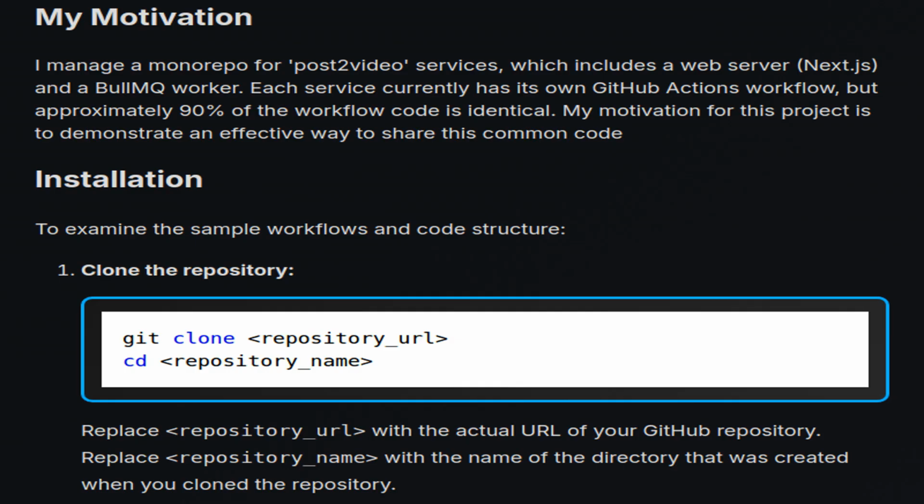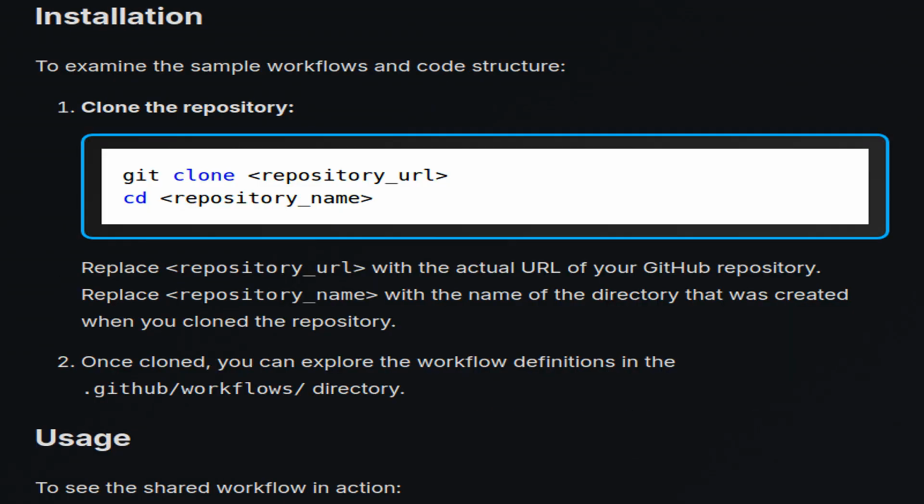The author manages a monorepo containing different services, where most of the GitHub Actions workflow code is repetitive. The motivation for this project is to demonstrate how to effectively share common code, which can streamline operations and reduce maintenance overhead. This section outlines the installation steps to review sample workflows and their code structure.